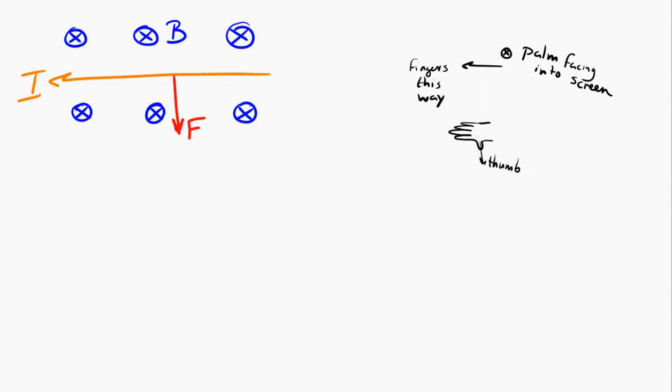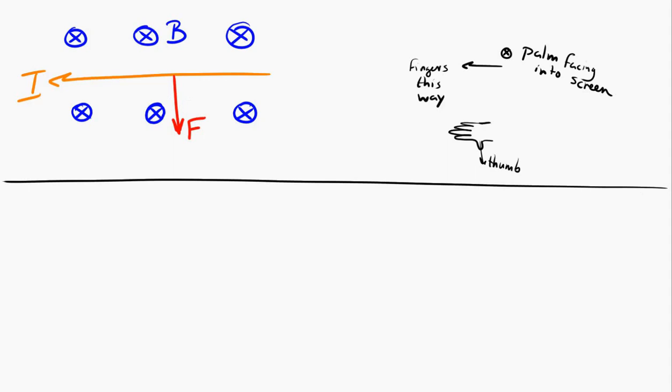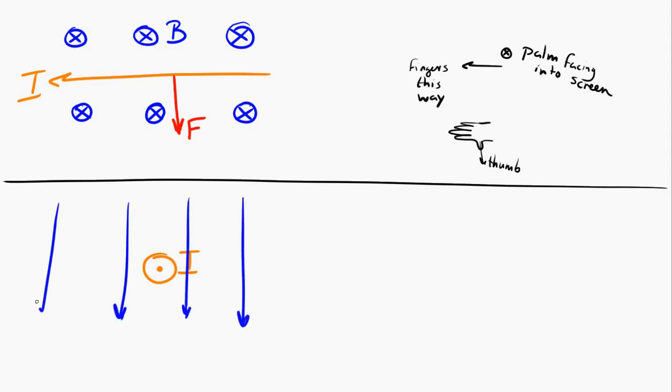Let's do another example. Let's say that I had a current coming out of the screen and a magnetic field directed toward the bottom of the screen. So in that case, I would take the fingers of my right hand and I'd have them pointing out of the screen directly toward my face.